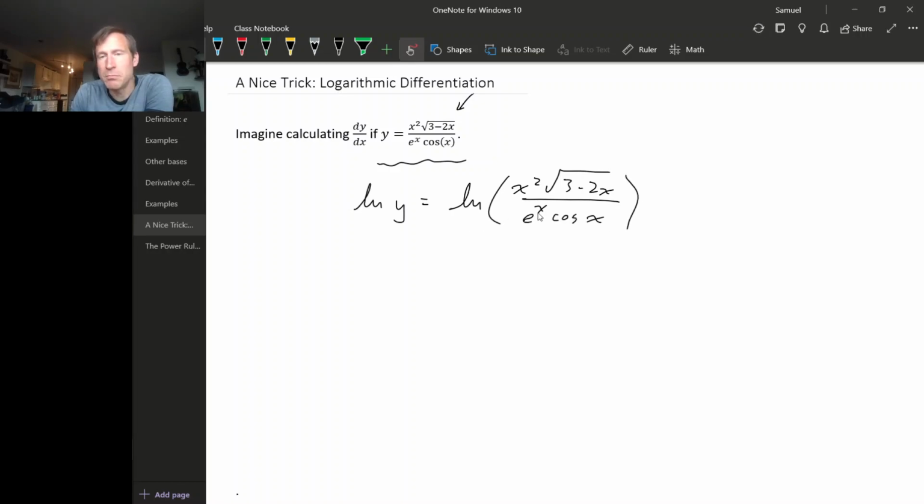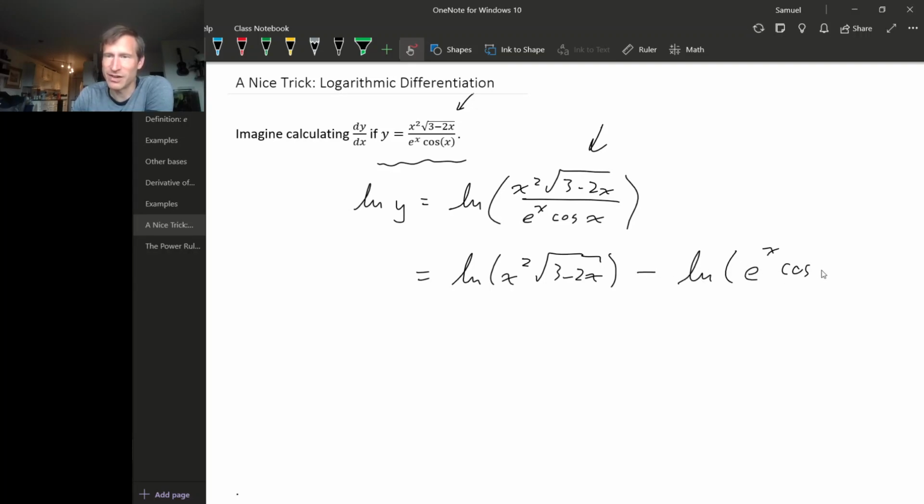Okay, but now that we have this big mess of quotients and products inside of a logarithm, now we can start using properties of logarithms. So one property of logarithms is that the logarithm of a quotient is the difference of the logarithms. So natural log of x squared times square root 3 minus 2x minus natural log of the denominator, e to the x cosine x. But now we have these products inside of our logarithms, and products inside of a logarithm turn into sums outside the logarithms.